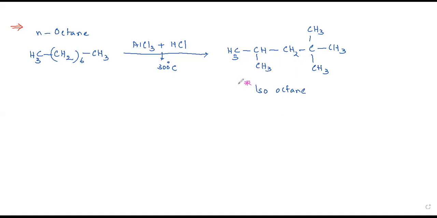Okay, the IUPAC name of this is, look at 2,2,4-trimethylpentane. It is the most stable isomer. Okay, this is about isomerization, in which a straight chain alkane is converted into branched chain.